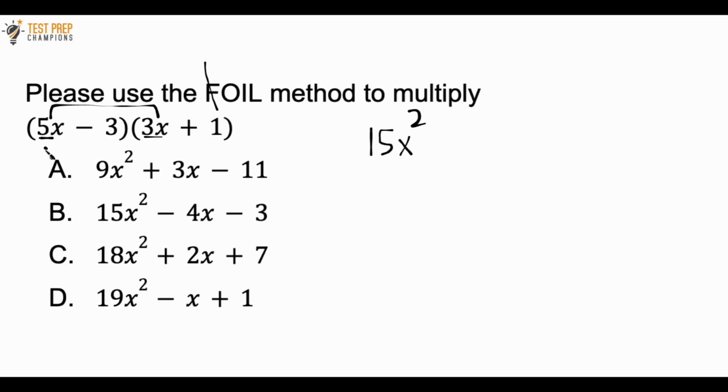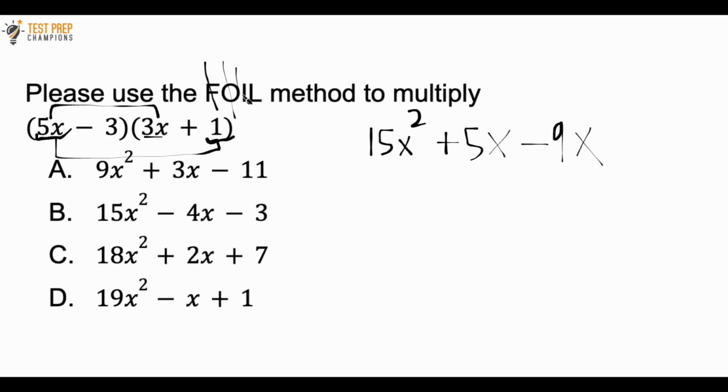Now we're going to take care of the O, the outer. So we're going to multiply 5x and 1. 5x times 1 is just 5x. Now I'm going to take care of the inner terms, right? So I have minus 3 times 3x. And it's important not to forget about this minus sign here. So what is minus 3 times 3x? Well, that becomes minus 9x.